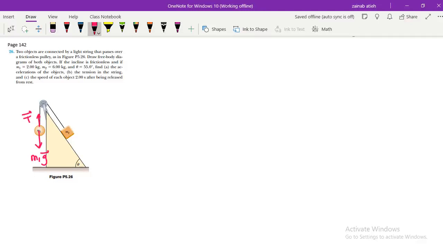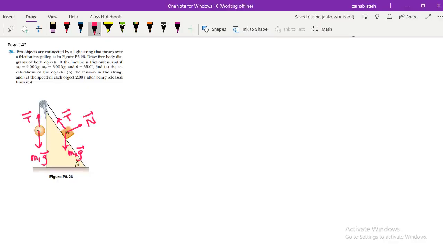The forces acting on M2 are the tension for sure. Tension is the same as the tension acting on M1, because we have a massless pulley. When the pulley is massless, the tension to the right of the pulley equals the tension to the left of the pulley. On M2 we have also the weight, which is vertically downward. It is M2G. We have the normal perpendicular to the support, and there is no friction because he said that it's a frictionless incline.